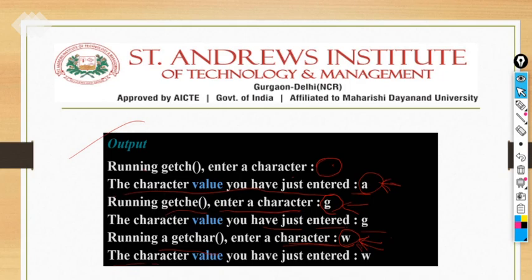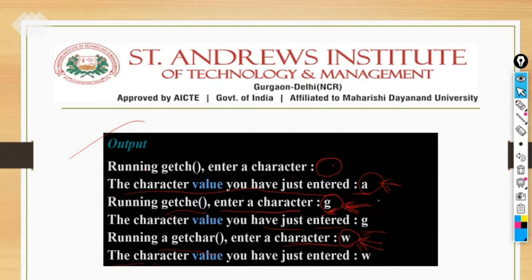But in getch, you are able to see what key the user is pressing, and it will echo a sound and print it again. That is the difference between both. Then again, in getchar and getch there is also a difference.